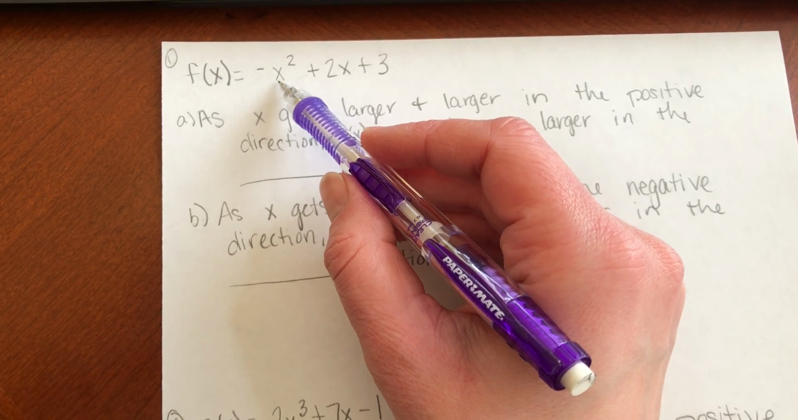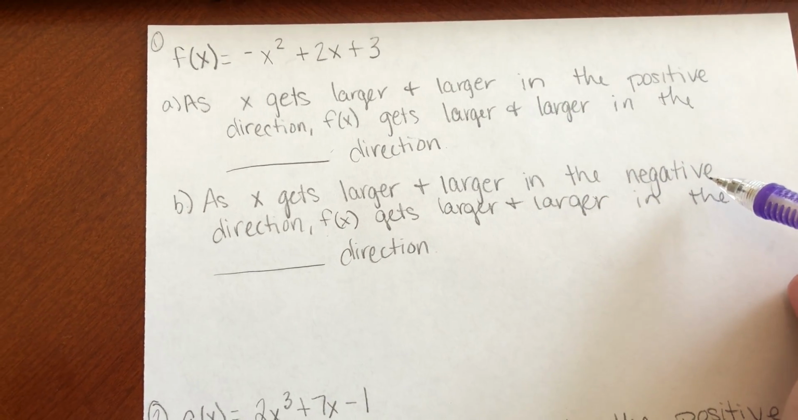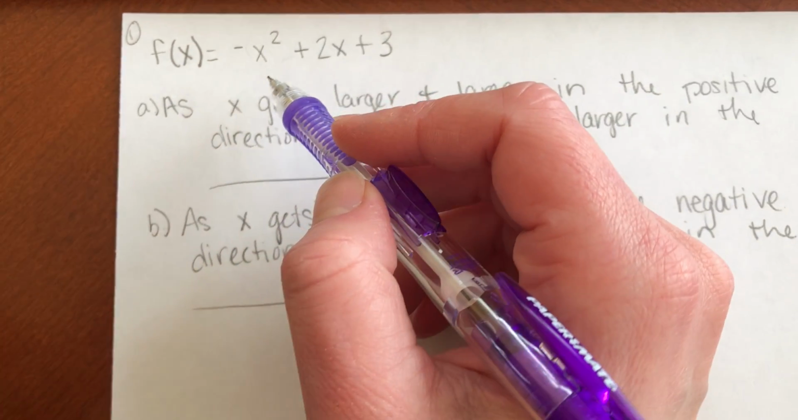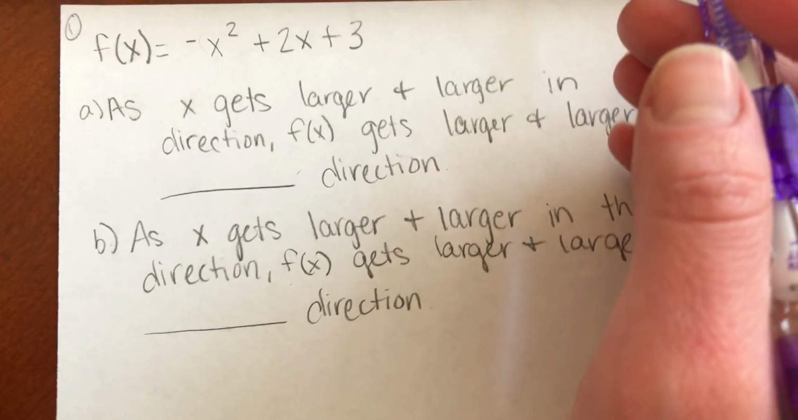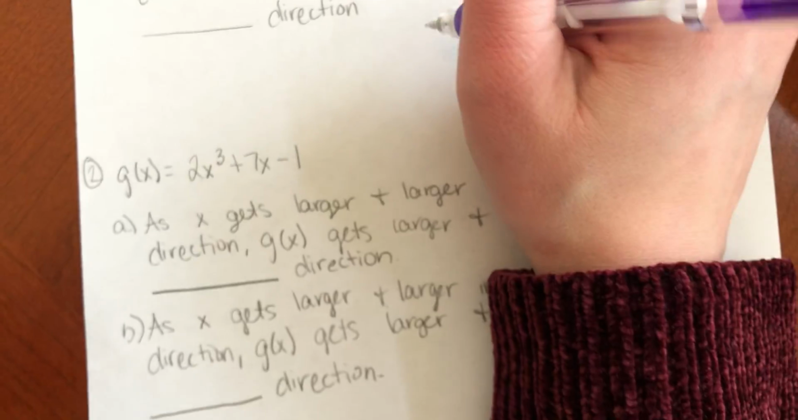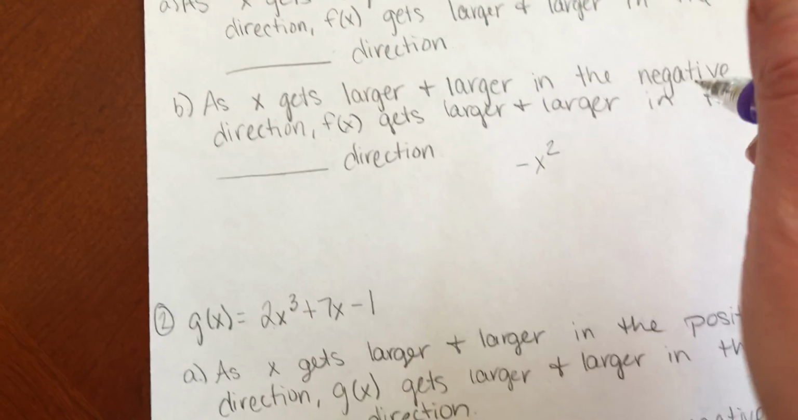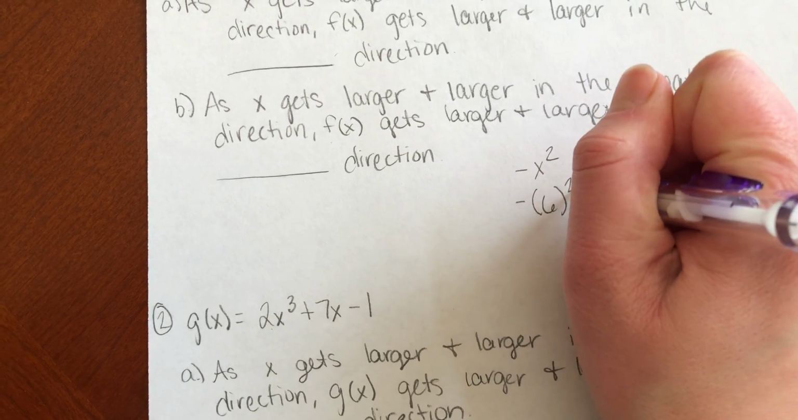So what I do is I pick a large value either in the positive x direction or the negative x direction and test it out for that leading term. So I'm going to choose +6 just because I chose a number at random. So I'm going to plug that in to my leading term, which is -x². I'm plugging that in. So negative and then 6 squared.